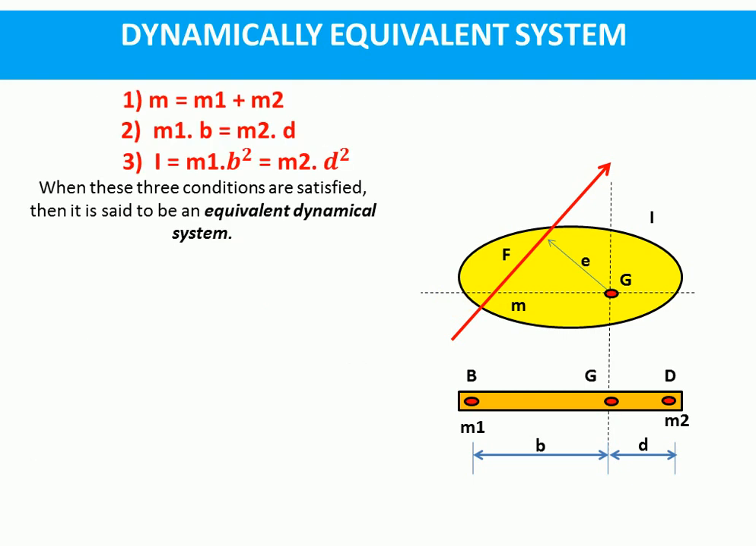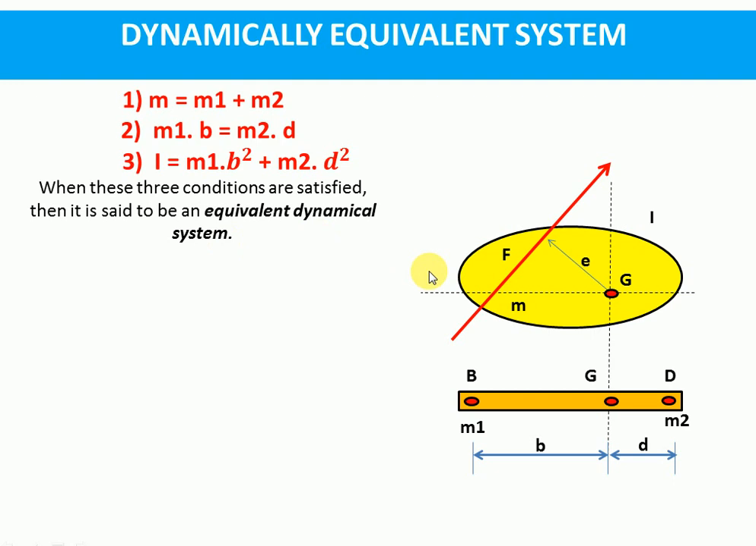Clear? So what we studied is, if m is equal to m1 plus m2, m1 into b is equal to m2 into d, and I is equal to m1 into b square plus m2 into d square, where m1 and m2 are the two point masses, b and d are the distance of m1 and m2 respectively from point G, and when these three conditions are satisfied, then it is said to be an equivalent dynamical system.